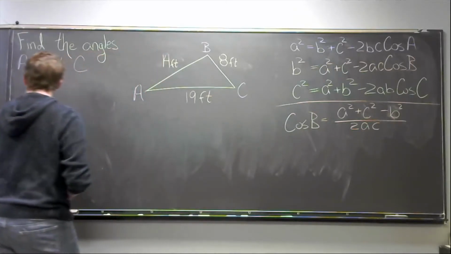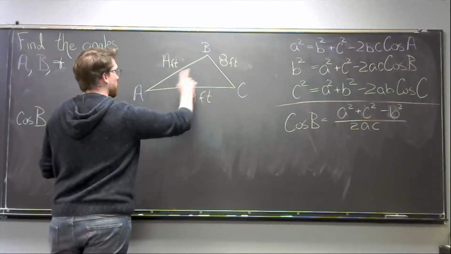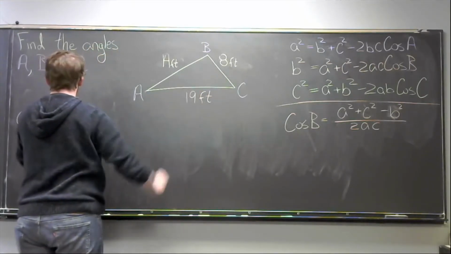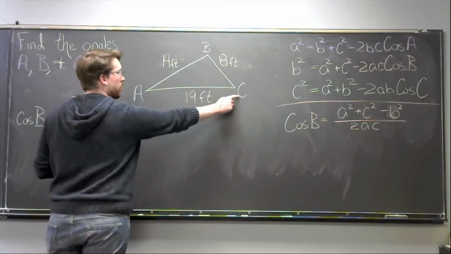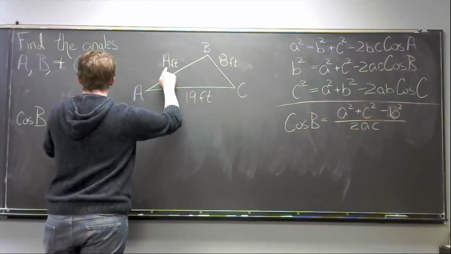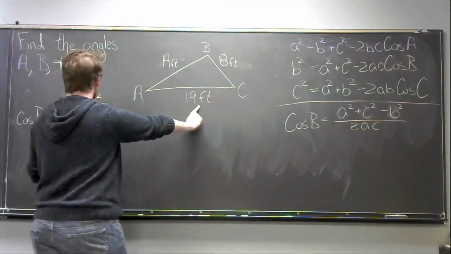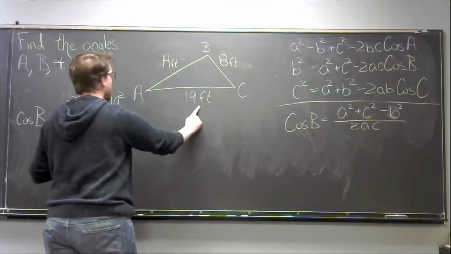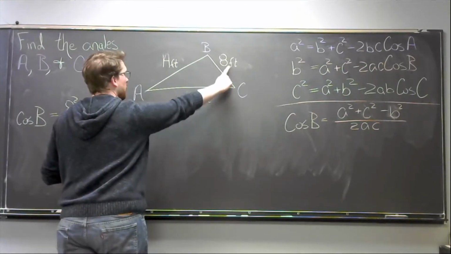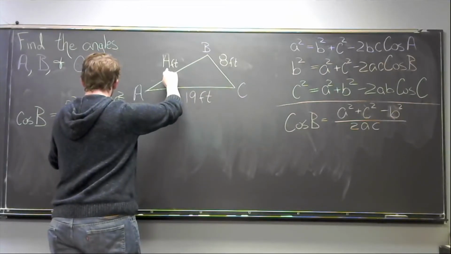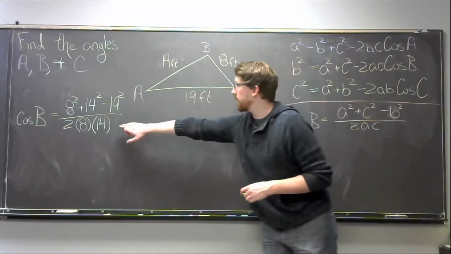Applying that, we know that cosine of B is going to be equal to A squared, so that's 8 squared, plus C squared, that's 14, the quantity squared, minus B squared, that's 19 squared, divided by 2 times 8 times C. So it comes out to be this mess right here.